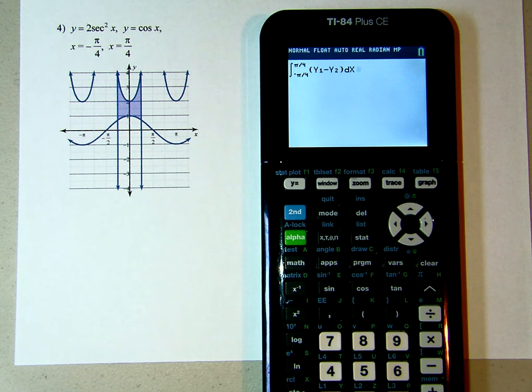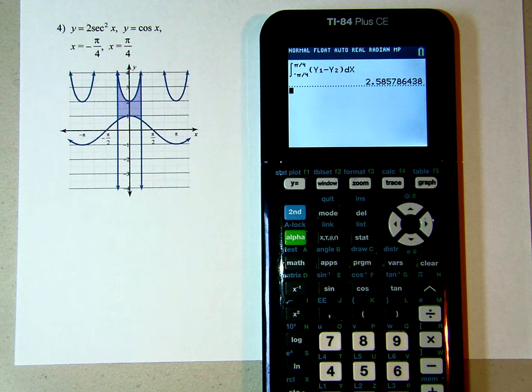If you don't have the shortcut with the alpha f4, as a reminder, you have to go to vars, function, and then choose the correct one from there. Hit enter, and we get an answer of about 2.58. Make sure that you follow whatever the rounding instructions are.